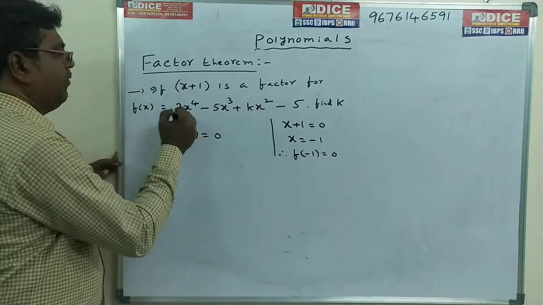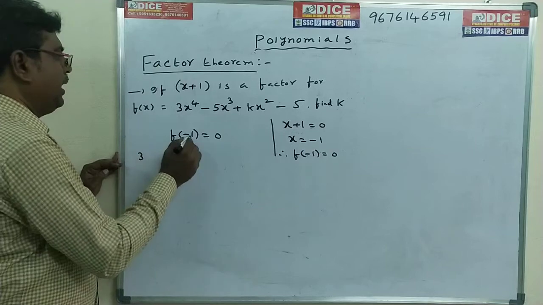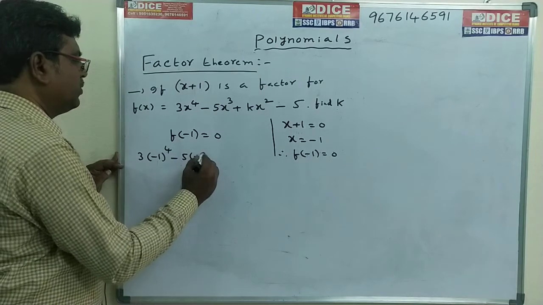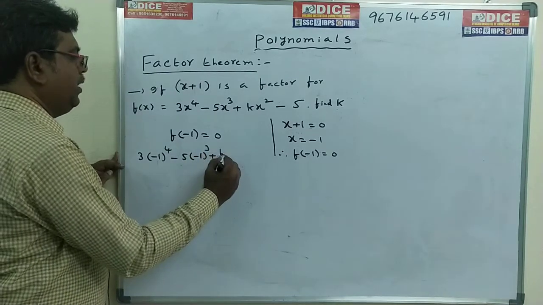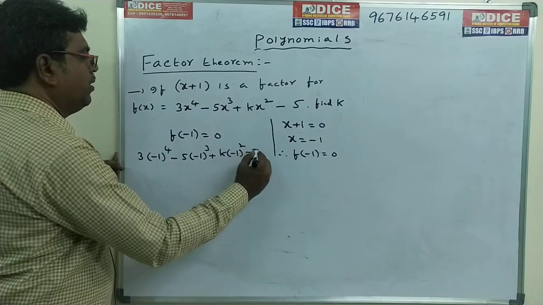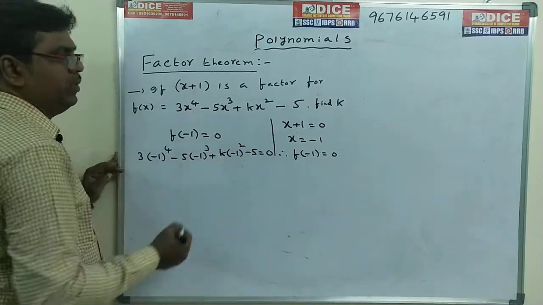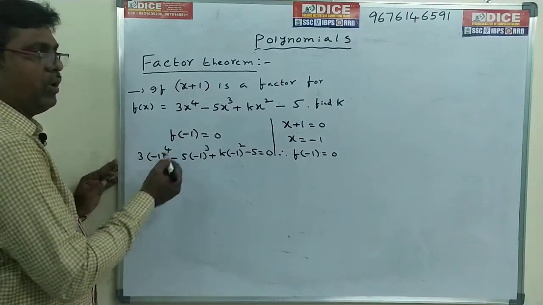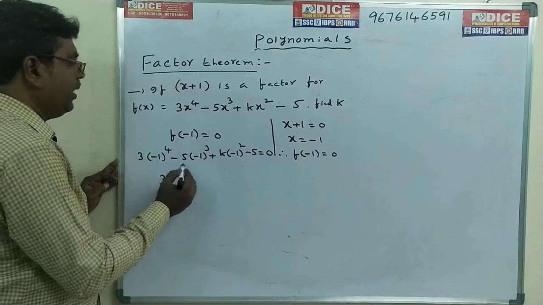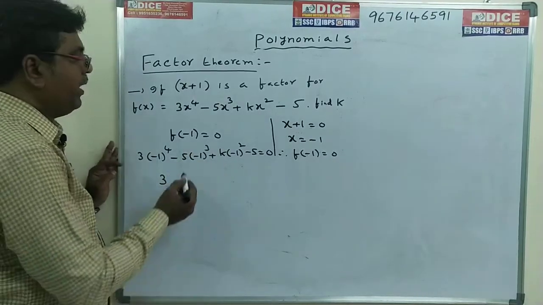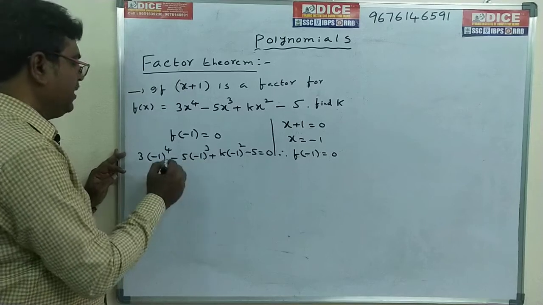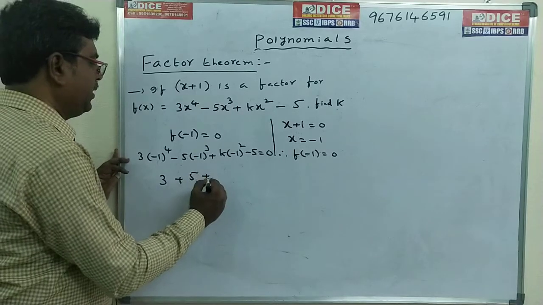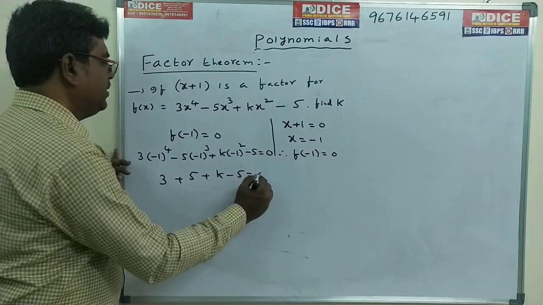So substitute into the function: 3 into x value minus 1 whole to the power of 4, minus 5 into minus 1 whole cubed, plus k into minus 1 whole squared, minus 5 is equal to 0. So minus 1 whole to the power of 4, this is an even number, so plus 1, that's why plus 3. Minus 1 whole to the power of 3, odd number, we will get minus 1, 5 into minus 1 is minus 5, so minus 1 minus 5 plus 5. Minus 1 whole squared, even number, so plus k, minus 5 is equal to 0.